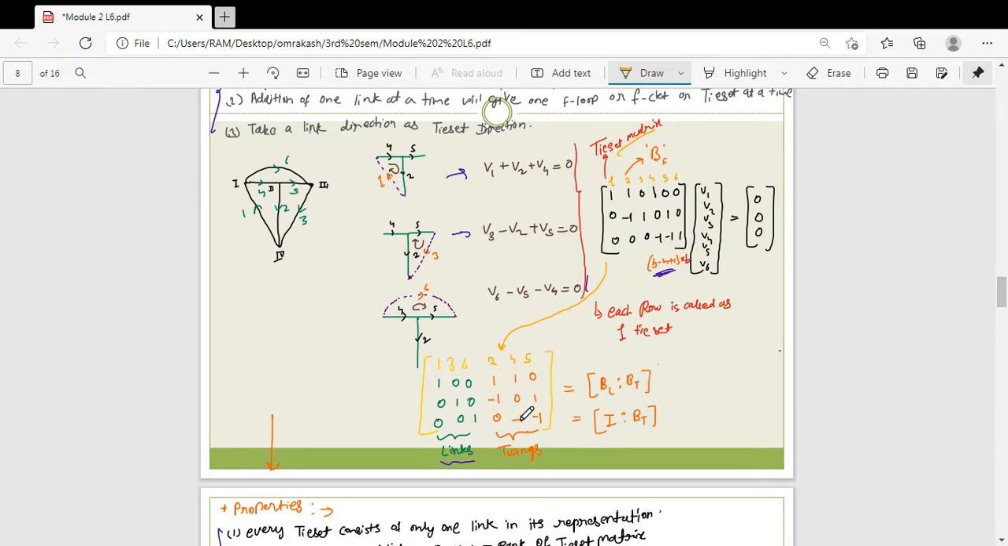Now see, this is your links, and this is your twigs.